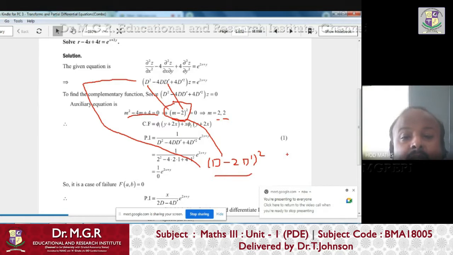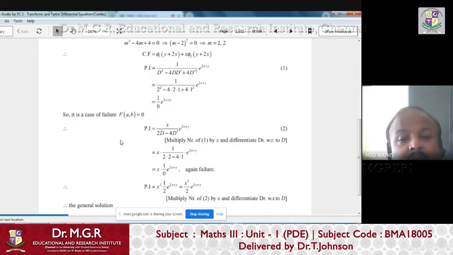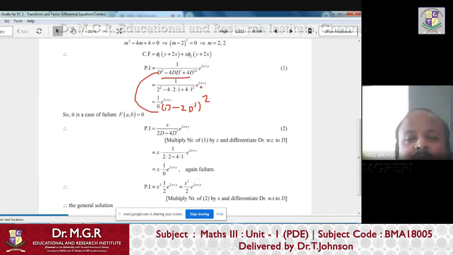What is the idea, or why do we do it like this? Why do you have to write it in factor form? If you write the denominator in factor form like this, d minus 2d dash the whole square, and we substitute here d equals 2 and d dash equals 1, because the coefficient of x should be d and the coefficient of y should be d dash, then also we get 0. 2 minus 2 into 1 is 2, 0.